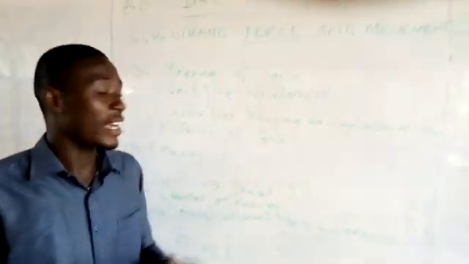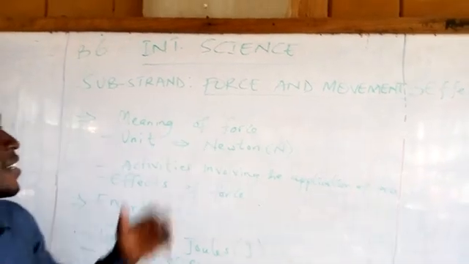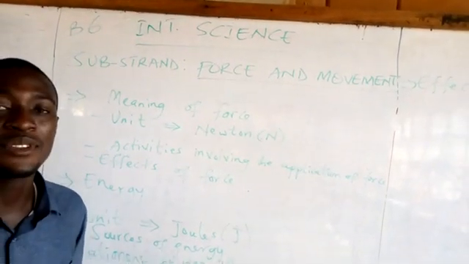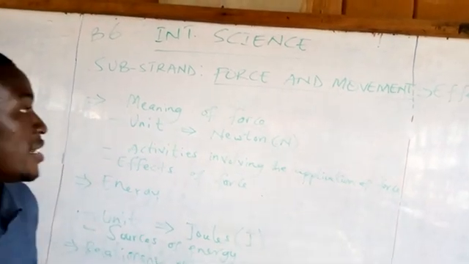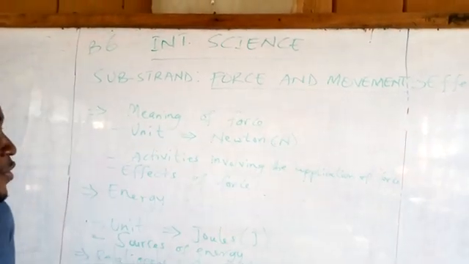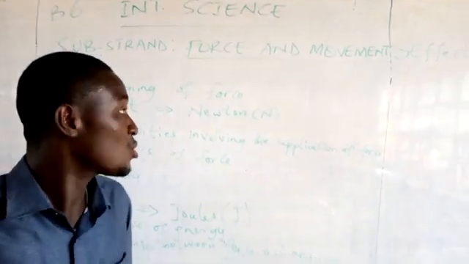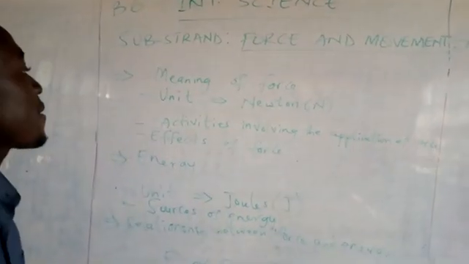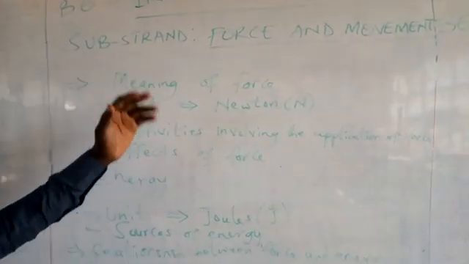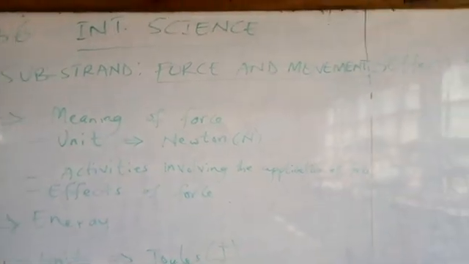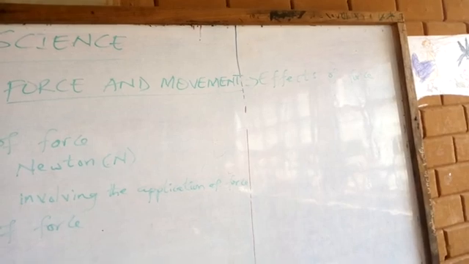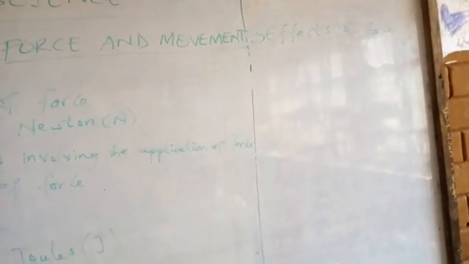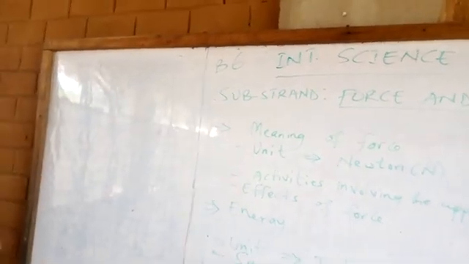This morning I come your way with a very interesting substrand, force and movement, basic 6. This is actually a new topic for us, and we want to look at what it has for us. Here we have force and movement. You have two big words, force and movement. Movement means changing place or position, an instance of moving, the movement of the planets.